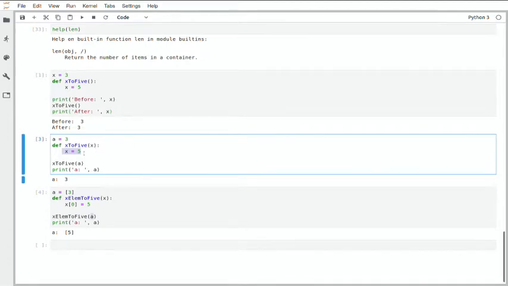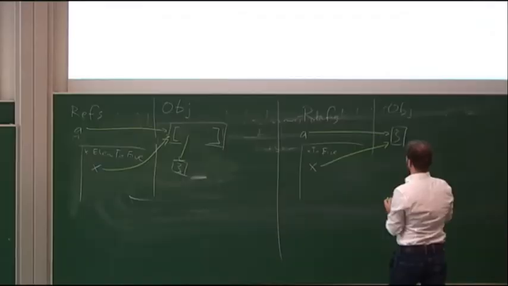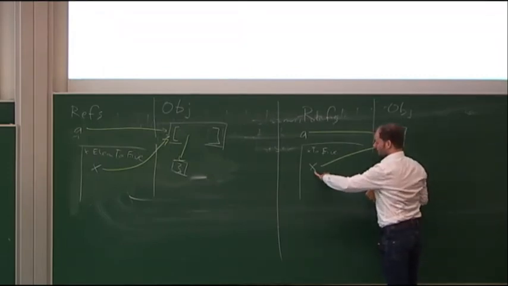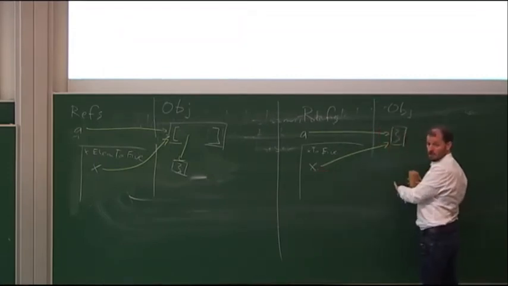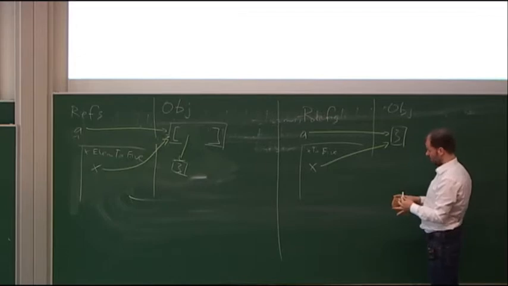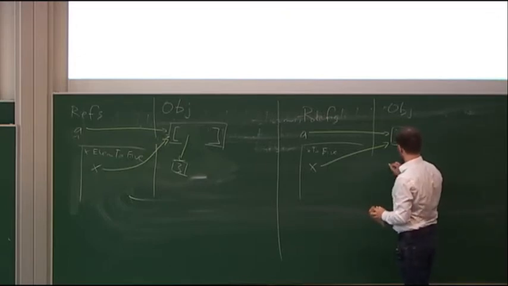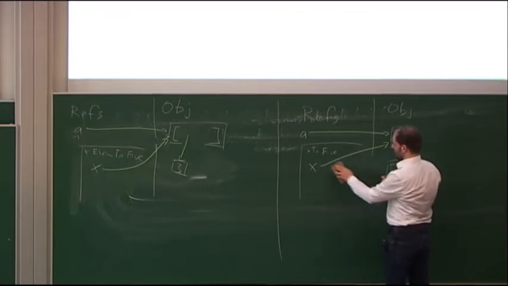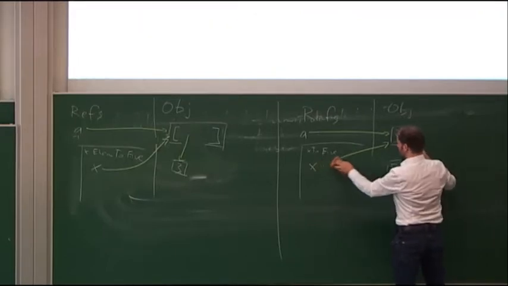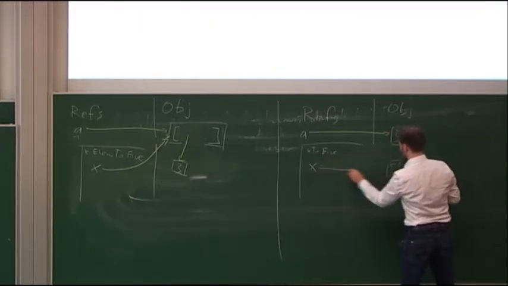So in the first case, we say x equals 5. So what we say is that variable x should now point to a different object, a completely new object that is a 5. So we create a new object 5. And x now doesn't point to this object anymore, but it does point to this new object.